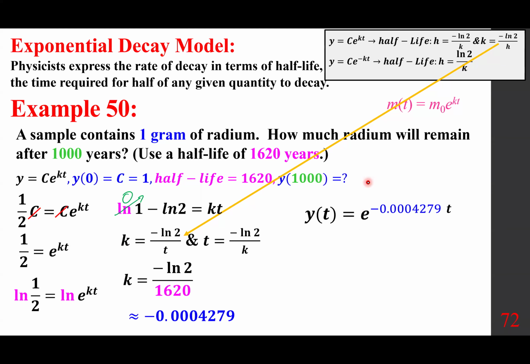Now, how much will remain after 1,000 years? Replace the t with 1,000. You multiply this by 1,000, so the 3 zeros go away after the decimal, and then you raise e to the power of negative 0.4279, you get 0.652 grams. So about 65% remains. That's the bottom line after 1,000 years.